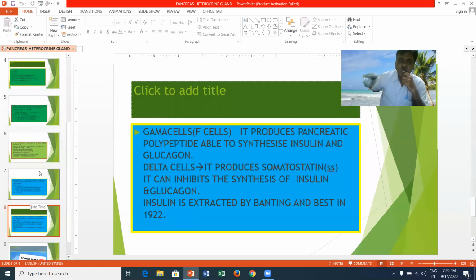The gamma cells, also called F cells in some books, produce pancreatic polypeptide, which is able to synthesize insulin and glucagon. Whereas delta cells produce somatostatin, which can inhibit the synthesis of insulin and glucagon. Insulin was extracted by Banting and Best in 1922 from the mammalian pancreas. This is the gist about the pancreas.